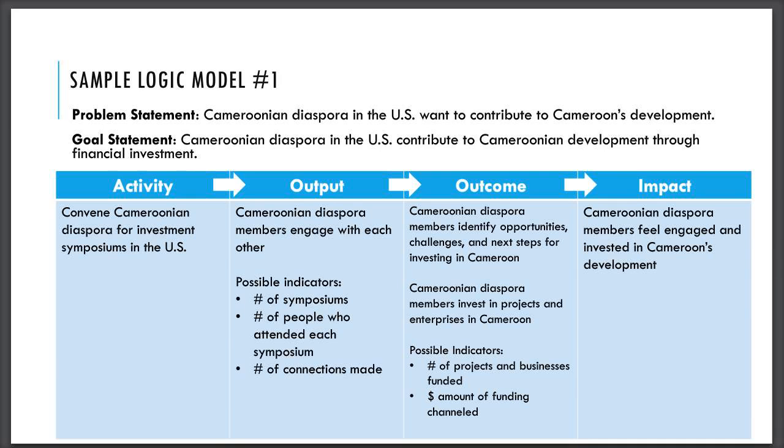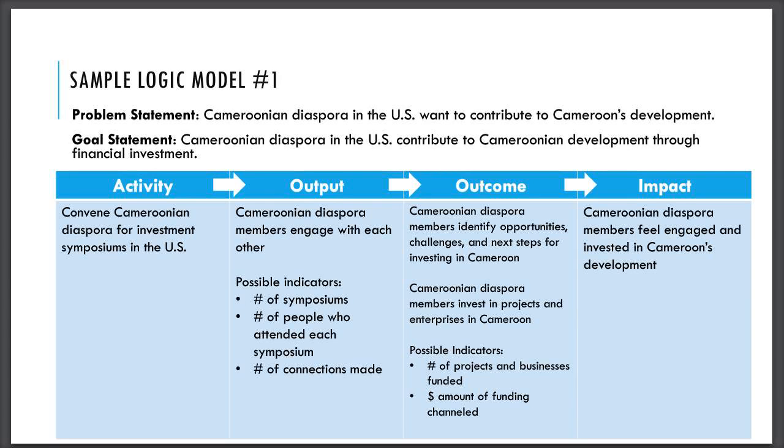And so this is just one example that we're using here of using financial investment as the tool. So an activity for this sample organization that's tackling this sample problem with this sample goal could be convening Cameroonian diaspora members in the U.S. for investment symposiums. And so an output of that activity, and again, outputs are the tangible products or deliverables directly resulting from the activities, so directly resulting from investment symposiums, could be that Cameroonian diaspora members in the U.S.